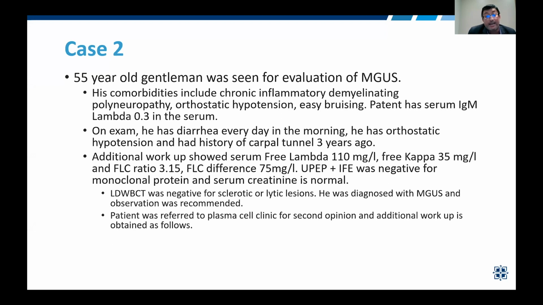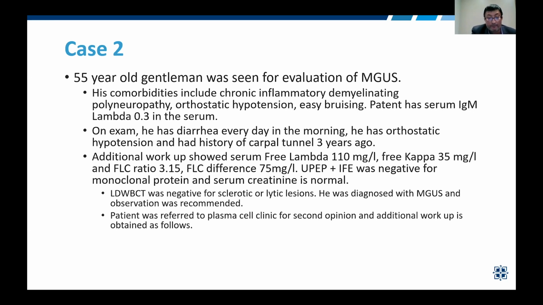And I would like to highlight the difference, because in amyloidosis, we are particularly looking for light chain differences. That was 75 milligram per liter. And urine protein with immunofixation was negative. So he had a low dose whole body CT at that time that was negative for any sclerotic or lytic lesion. And he was diagnosed with MGUS, and observation was recommended. So this is not uncommon, and that happens among our specialty group as well. So those signs were really not thought at that time to be related to amyloidosis.